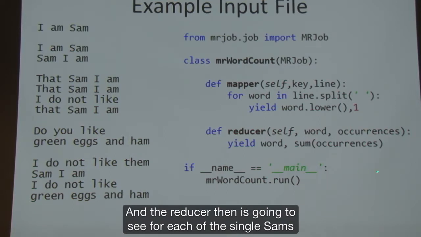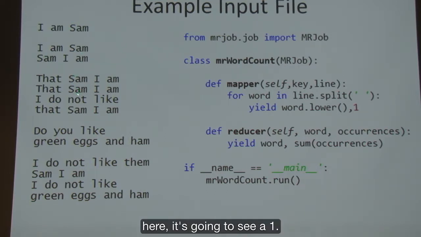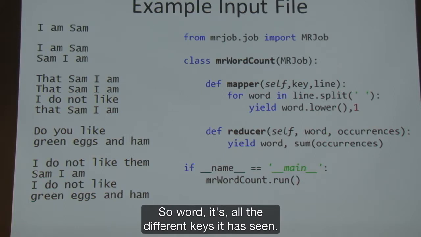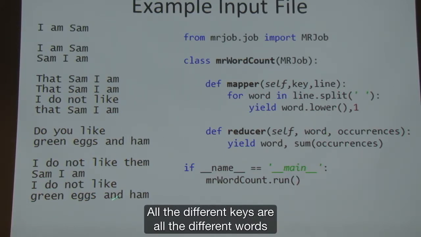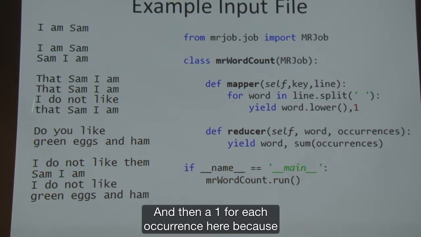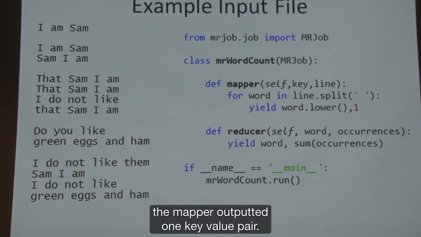And the reducer then is going to see, for each of these single Sams here, a 1. So the reducer down here, for example, now looks at word and occurrence. So word, it's all the different keys it had seen. All the different keys are all the different words that are in this text. So it's going to see Sam, and then a 1 for each occurrence here, because for each occurrence of the word Sam in this text, the mapper outputted one key value pair. Right?